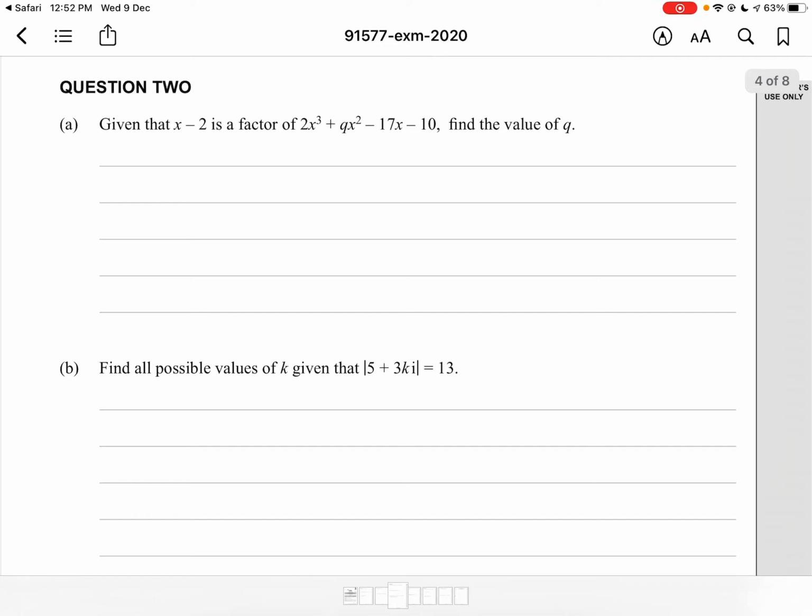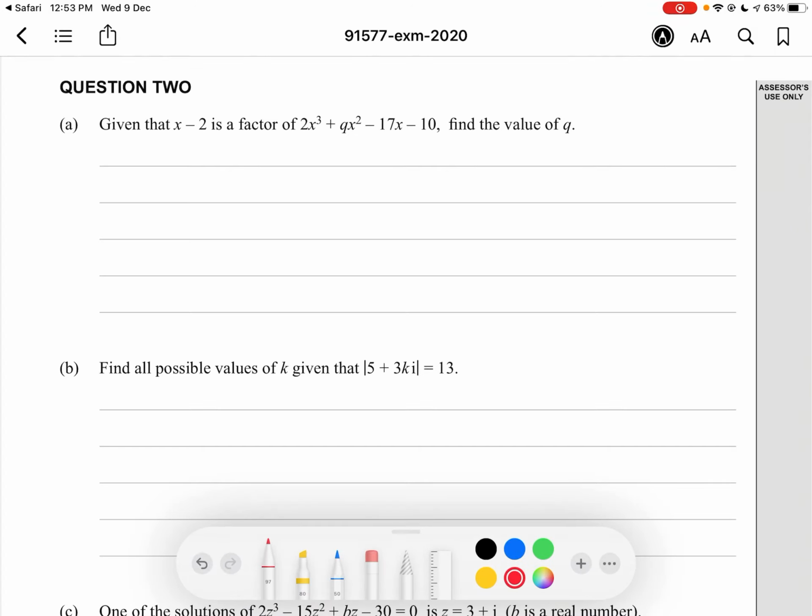Question 2. Given that x minus 2 is a factor of 2x cubed plus 2qx squared minus 17x minus 10, find the value of q. Alright, so for this question, we're going to be using our remainder theorem. We know that x minus 2 is a factor. That means if we plug in x equals 2 into this cubic equation, we should be getting 0 as our result.